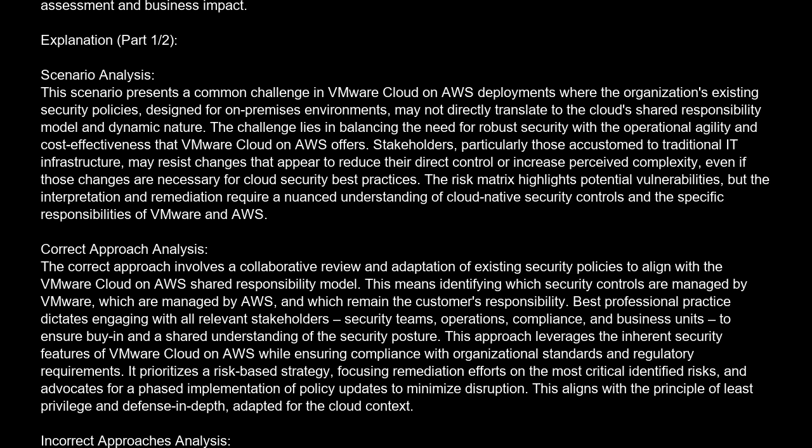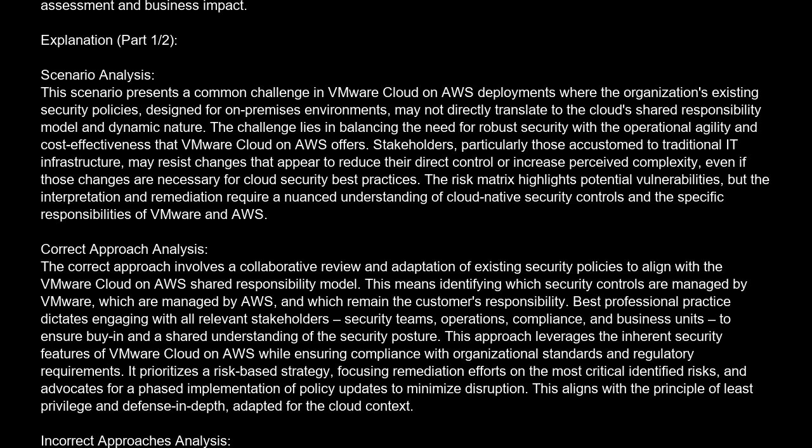The risk matrix highlights potential vulnerabilities, but the interpretation and remediation require a nuanced understanding of cloud-native security controls and the specific responsibilities of VMware and AWS. Correct approach analysis. The correct approach involves a collaborative review and adaptation of existing security policies to align with the VMware Cloud on AWS shared responsibility model.